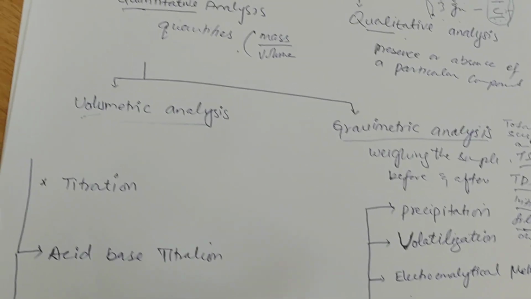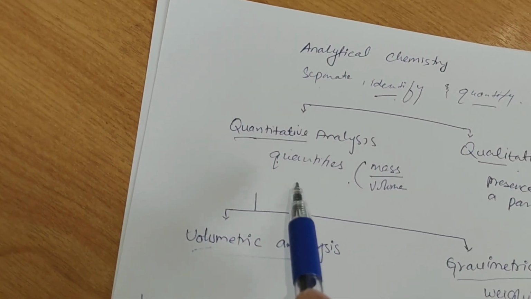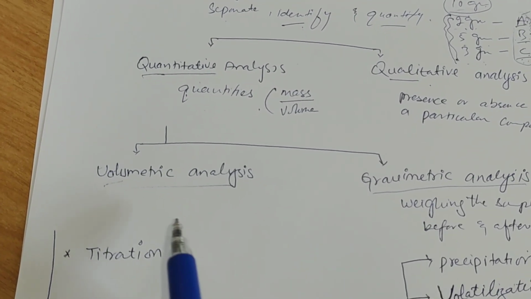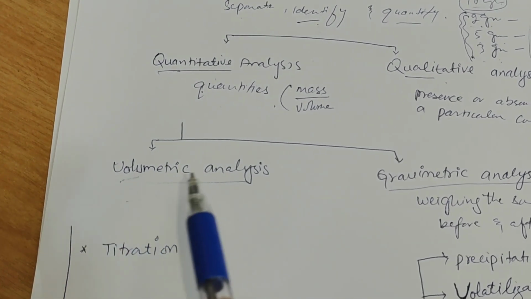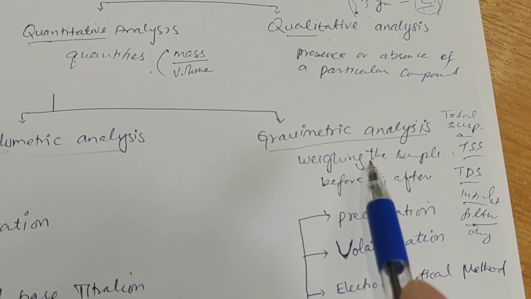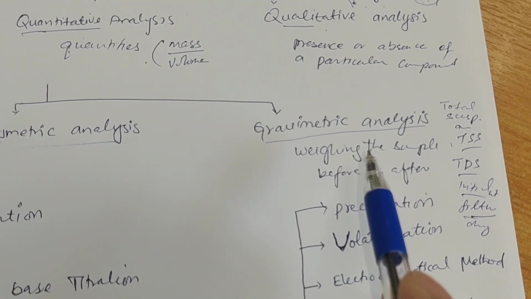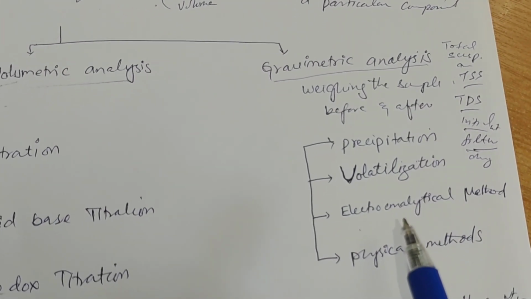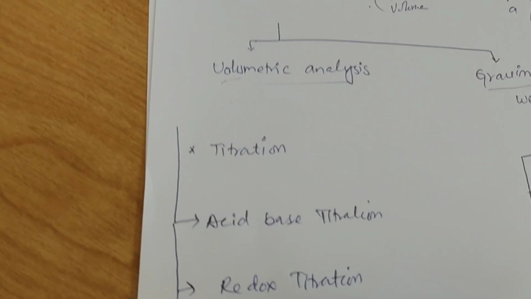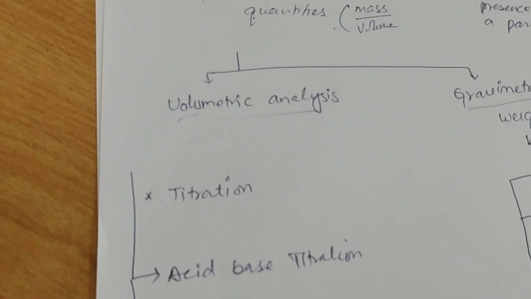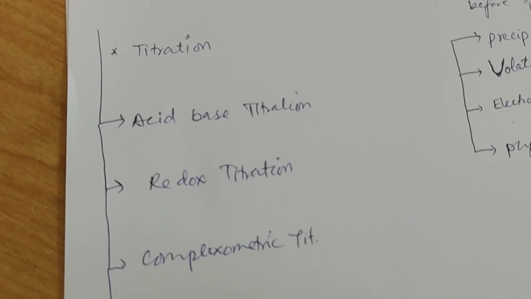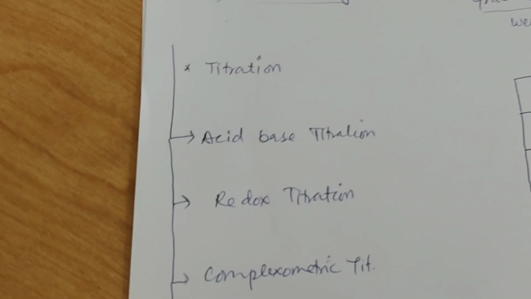So starting from quantitative analysis, two techniques are used to determine the quantity: one is volumetric and the second is gravimetric. Gravimetric is simply weighing the difference between the initial weight and the final weight, and there are four types of gravimetric analysis, but we are interested in volumetric analysis. Currently I have some lab facilities for the volumetric analysis technique.